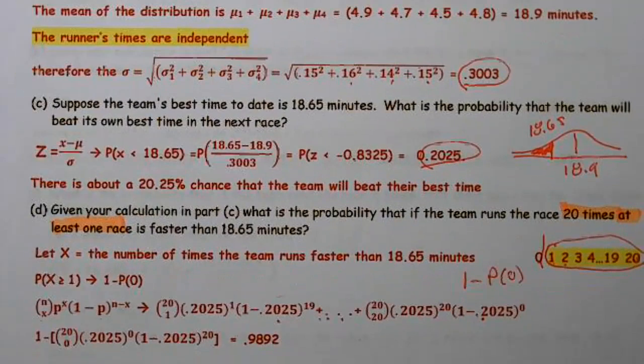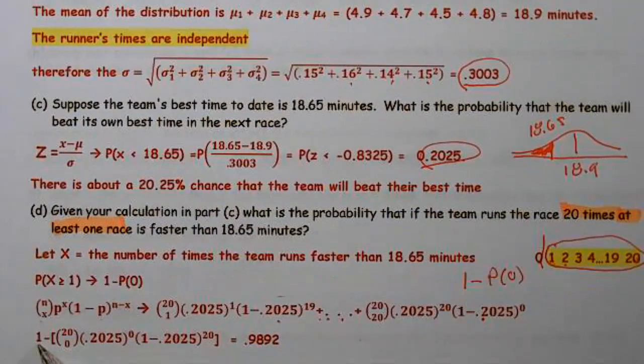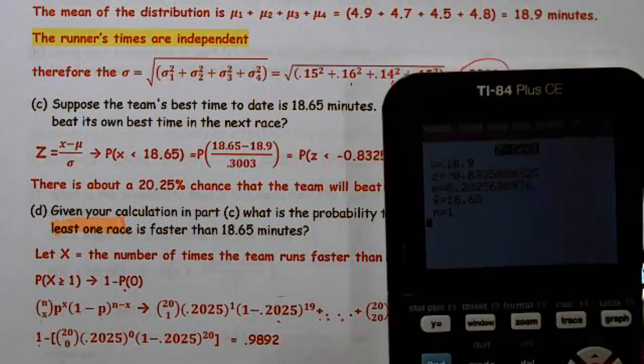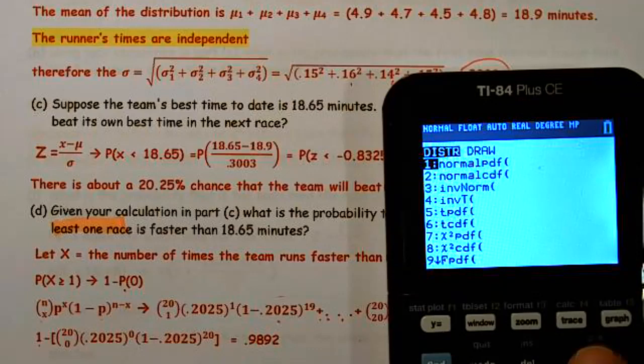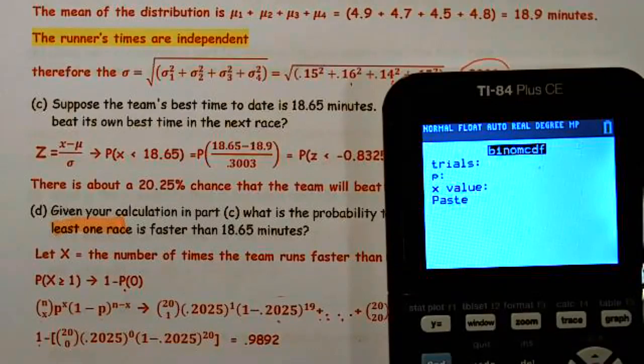Now, the way I prefer is working with the 1 minus. 1 minus the probability of 0. So 1 minus this, and remember, whenever you're working with multiple values, you're using the CDF value on the calculator. So since I have multiple possible answers, I'm using the CDF. All right? So 1 minus, and this is the probability of 0, so let's do this now. 1 minus second vars, binomial CDF, trials is 20, P is 0.2025 because we already calculated that earlier, and X is 0.